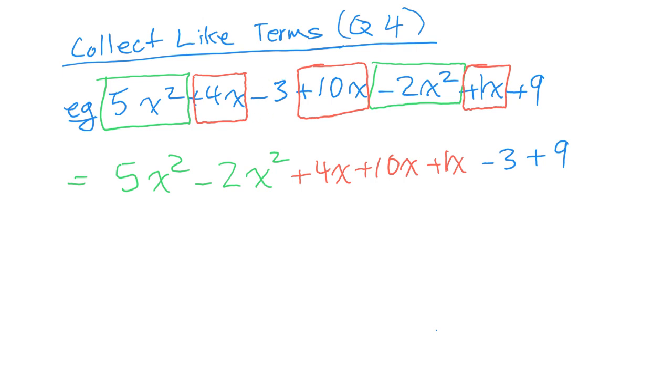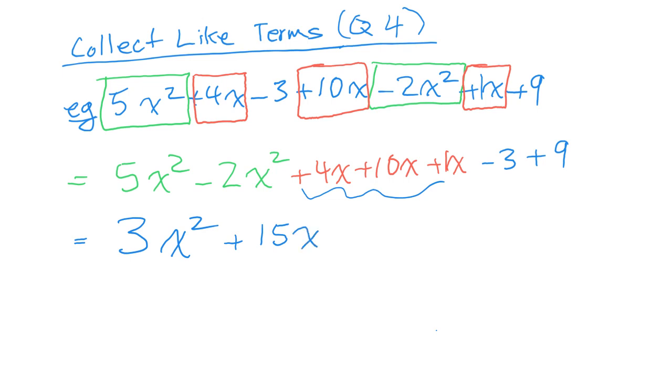Okay. So now we add up all our terms. We add up our terms which have similar variables. So we have 5 squared minus 2 squared, which is really just 5 minus 2, which is just 3, but we still have to put x squared. So now we're going to do the same for this bit here, all the stuff in red. So we just add up 4 plus 10 plus 1, which gives us, you guessed it, positive 15x.